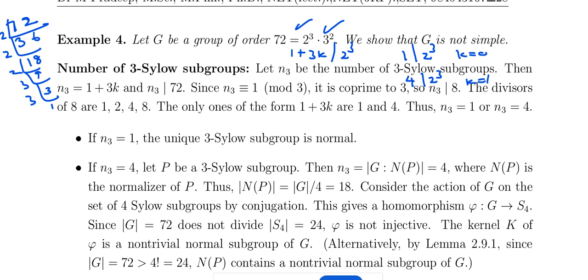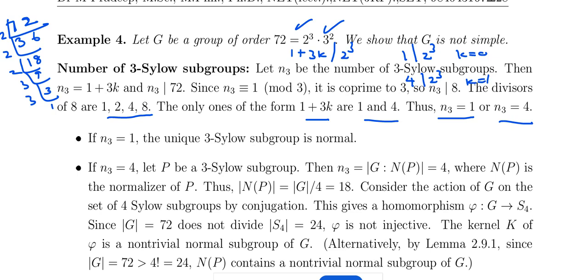k equal to 1 work. So n3 is congruent to 1 mod 3, it is coprime to 3, and n3 divides 8 also. The divisors of 8 are 1, 2, 4 and 8. The only ones of the form 1 plus 3k are 1 or 4, that is 1 and 4 only divide. So n3 equal to 1 or n3 equal to 4.